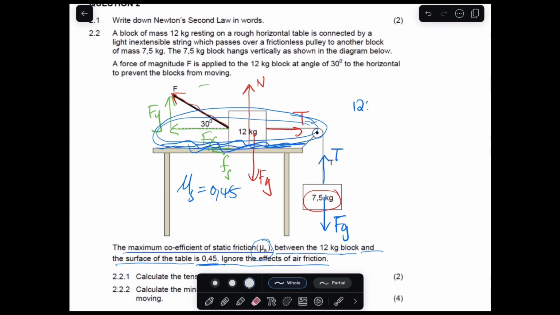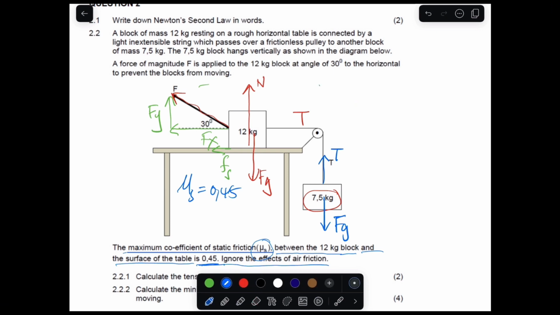Okay, remember we chose this direction. The free body diagram here, let's do the 12 kg. You see I'm labeling it. Here's the 12 kg. There's a normal force, there's a gravitational force, there's an Fy, a vertical component that is going up, and then we have an Fx, and then we have Fk there, and then we have the tension force. That's the 12 kg.